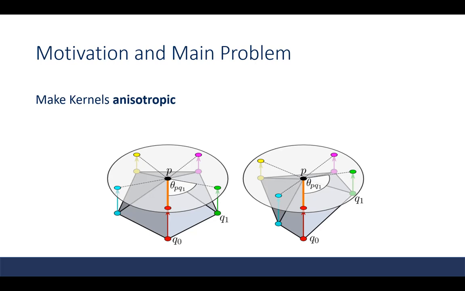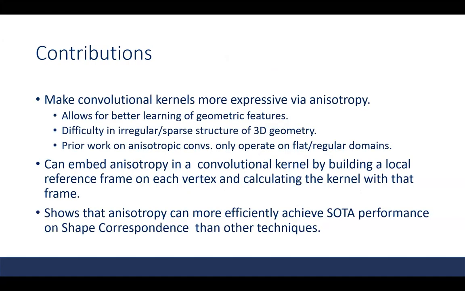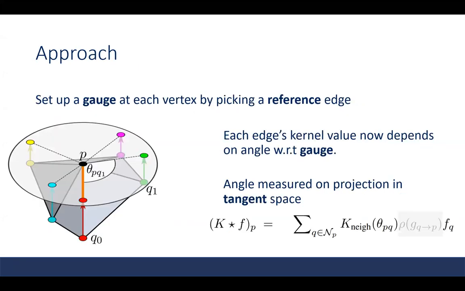So the solution to this is to make kernels anisotropic, and that's exactly what this work aims to do. And they do so by embedding anisotropy into the convolutional kernel by building a local reference frame and making the kernel depend on that reference frame, as well as imposing some constraints on that kernel. And they show that by adding this anisotropy, you can efficiently achieve state-of-the-art performance on shape correspondence data sets, as well as a synthetic MNIST data set, while requiring less pre-processing than other techniques.